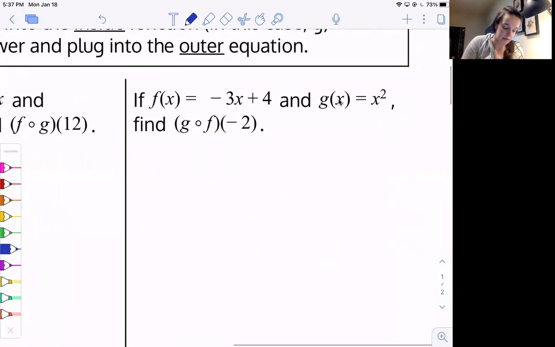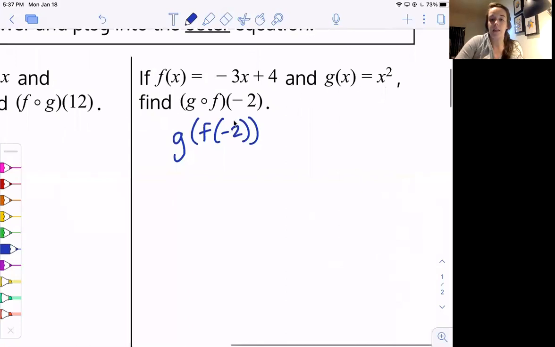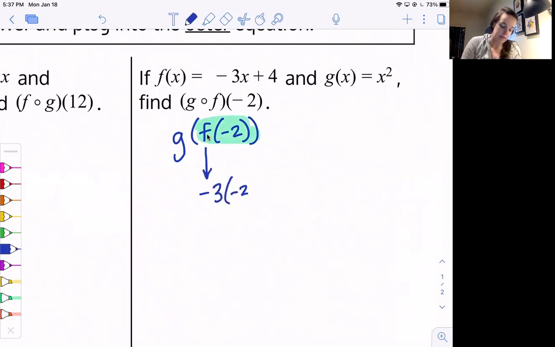So just as we had before, we're going to write them the same way in parentheses, g of f of negative 2. So this means that we're going to plug negative 2 into f to start, right? So our first thing here will be to plug in negative 2. So we have negative 3 times negative 2 plus 4, right? That's my negative 3x plus 4. Remember, I'm substituting x in for negative 2. So that would be 6 plus 4 would be 10. So f of negative 2 is 10.